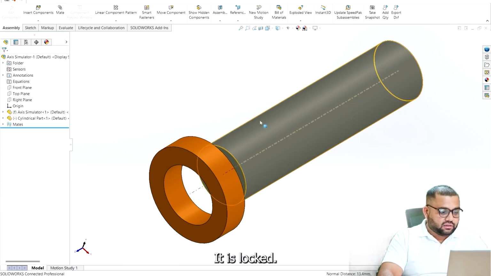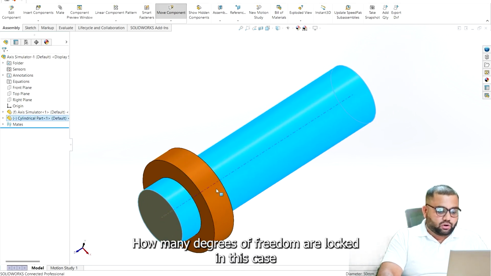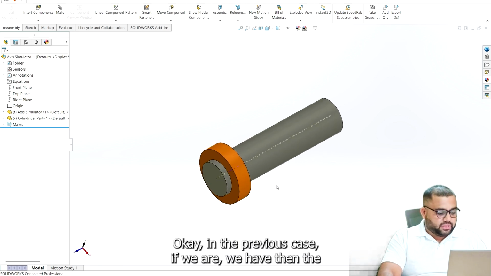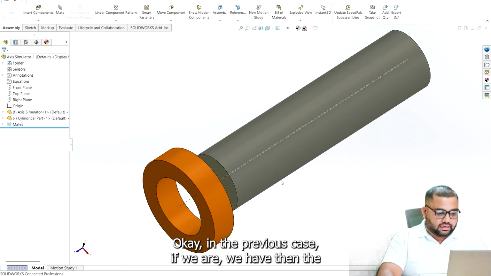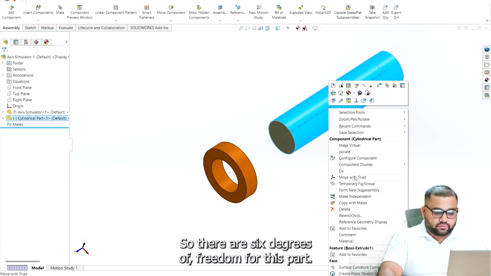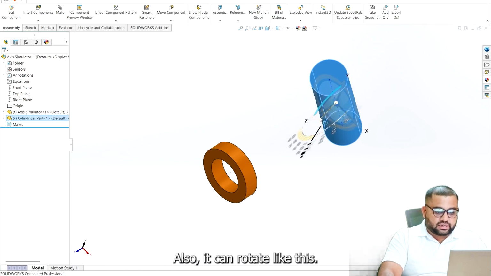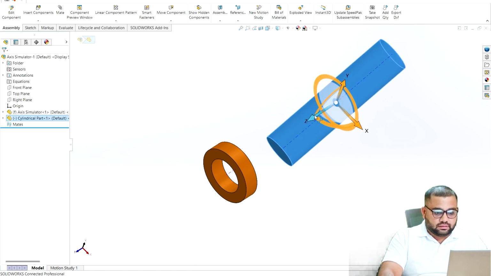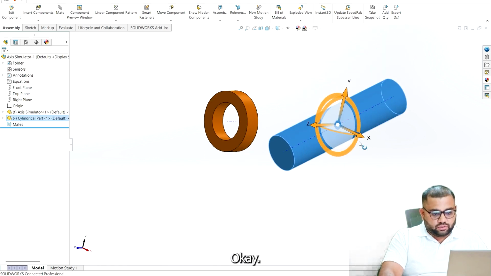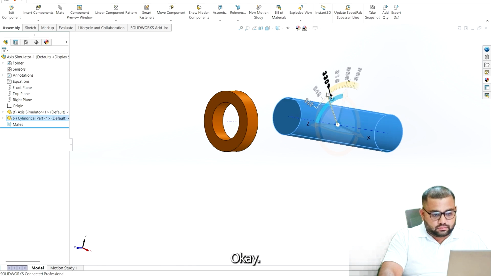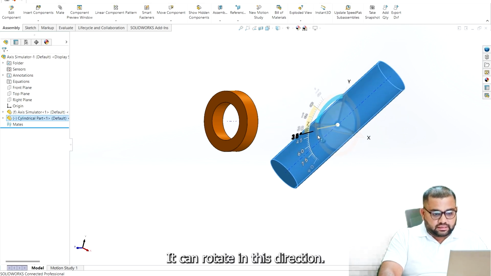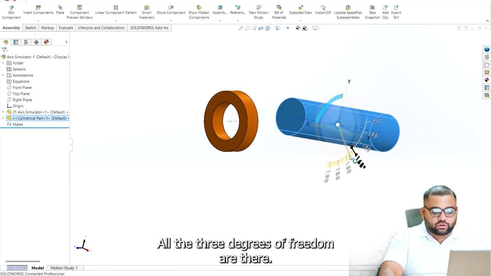so what will happen, it is locked. How many degrees of freedom are locked in this case? 4 degrees of freedom are locked. In the previous case, if we haven't done this, there are 6 degrees of freedom for this part also. It can rotate like this. It can move in this direction. It can move in this direction. It can rotate in this direction. It can rotate in this direction. All the 3 degrees of freedom are there.